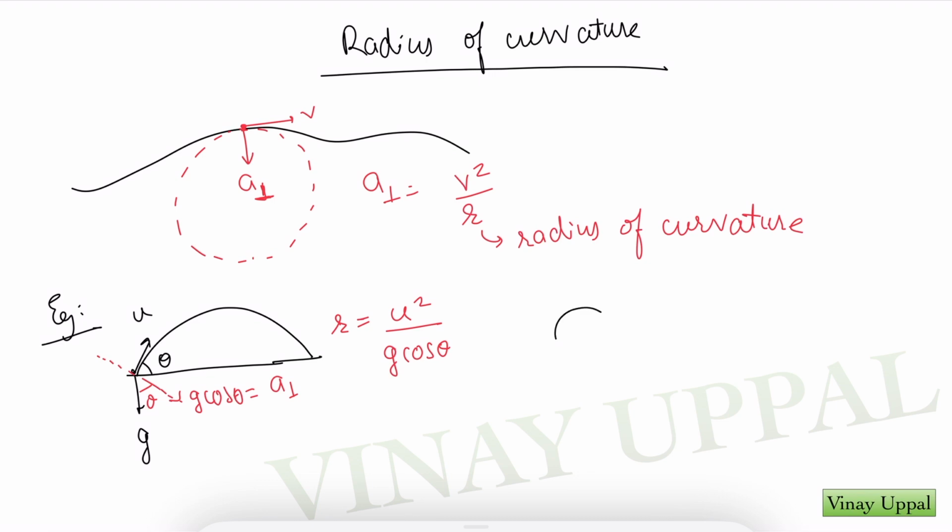A sharper curve will have a smaller radius of curvature. So if they ask you to compare the radius of curvature at A and B, at A the magnitude will be smaller than the radius of curvature at B.